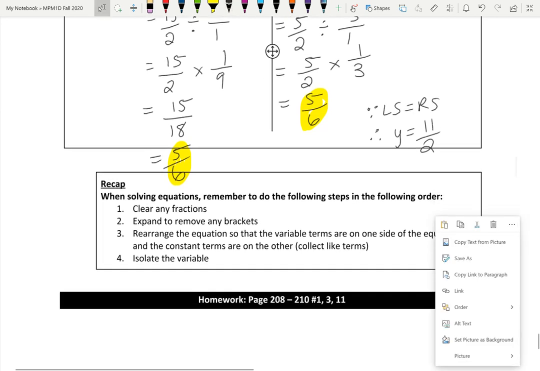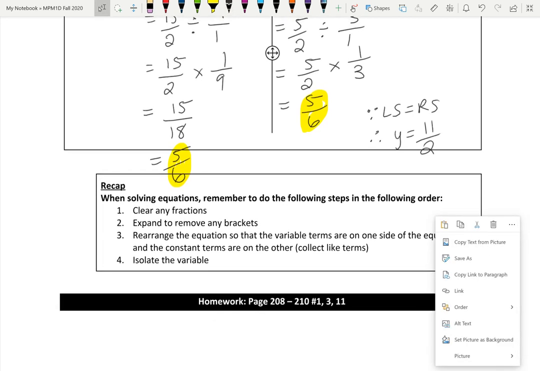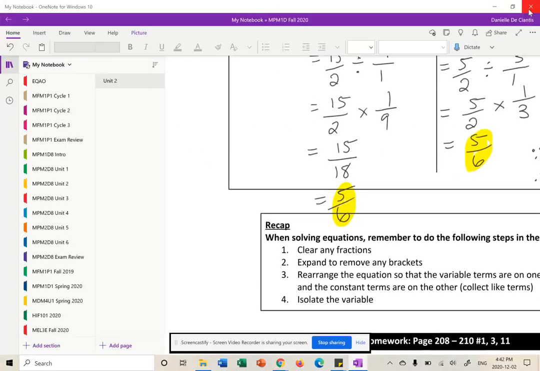So here is just a recap of how to solve equations that are multi-step and complicated. And then there are some homework questions for you to try if you wish. And you can always message me if you have any questions.